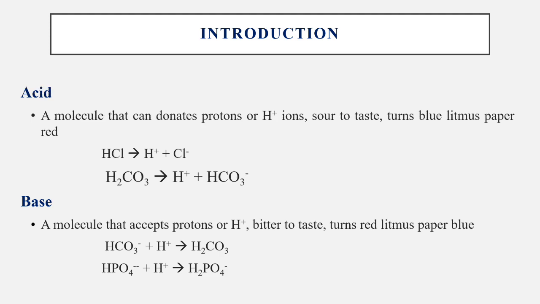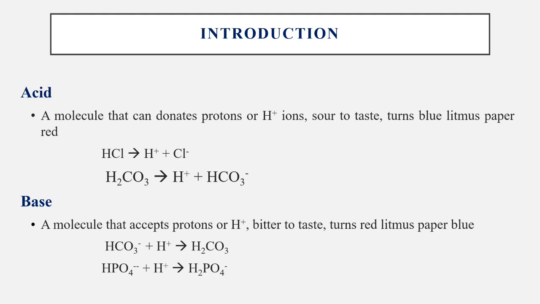Coming to what is an acid: a molecule that donates protons or H plus ions is called an acid. It is sour to taste and turns blue litmus paper red. Examples of acids are HCl, which dissociates into H plus and chloride ions, and carbonic acid, which dissociates into H plus and bicarbonate ions. These are the examples of acids.